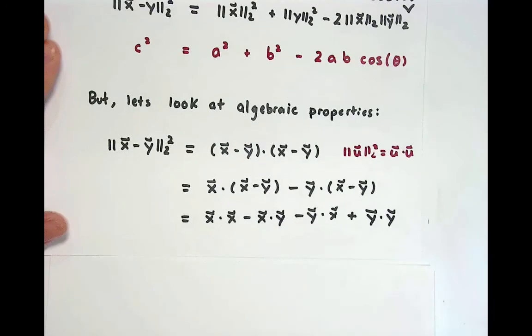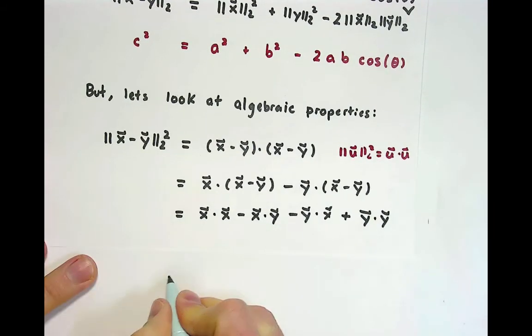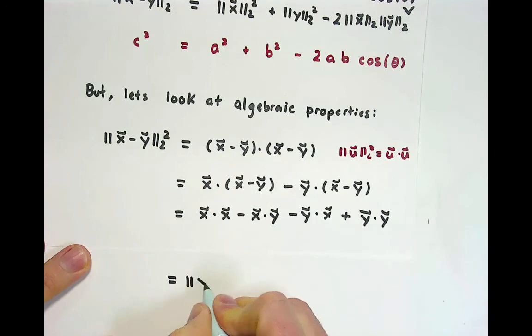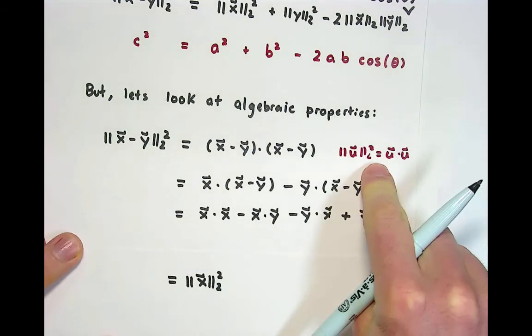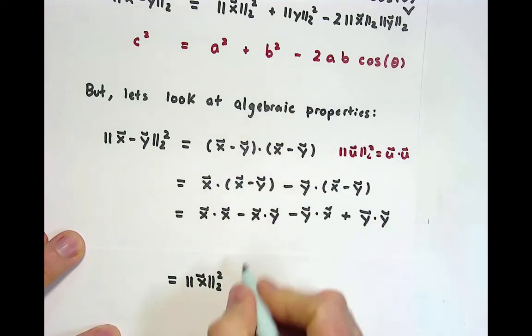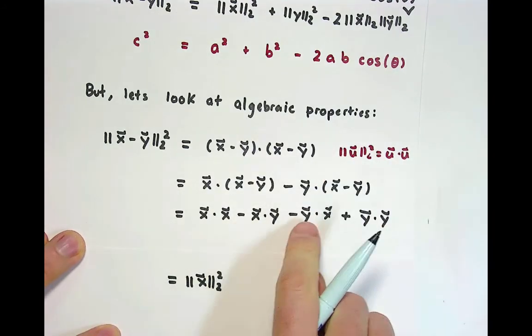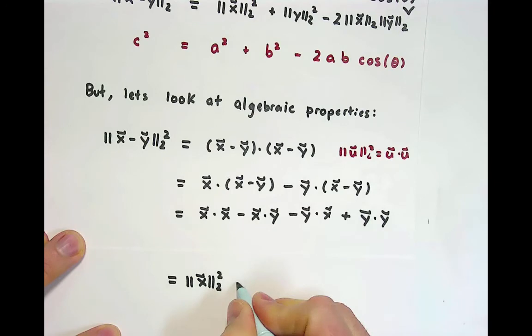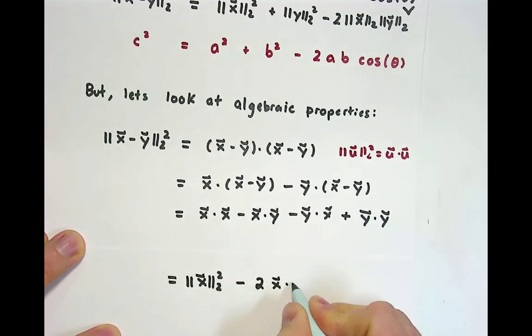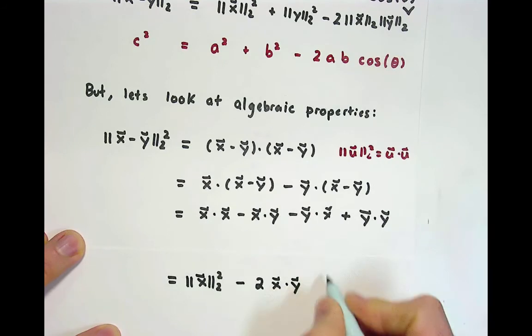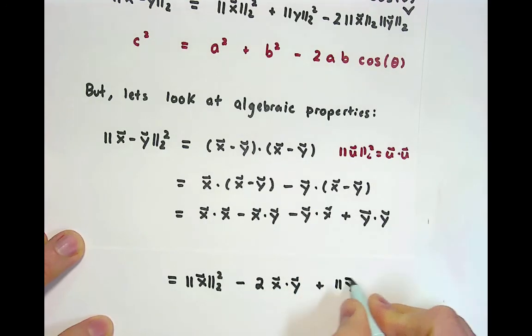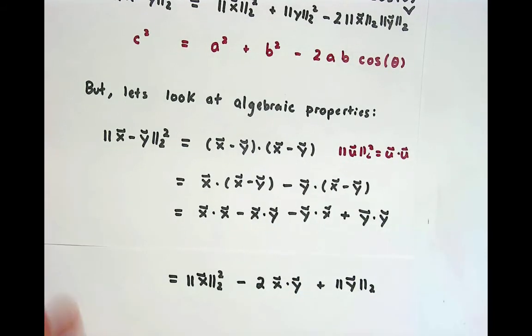We have a further realization that x dot x is the 2 norm of x squared. That's by the same property that we used up here in reverse. We know that the dot product is symmetric, which means that this is actually 2 copies of x dot y, and then this is the 2 norm of y squared.